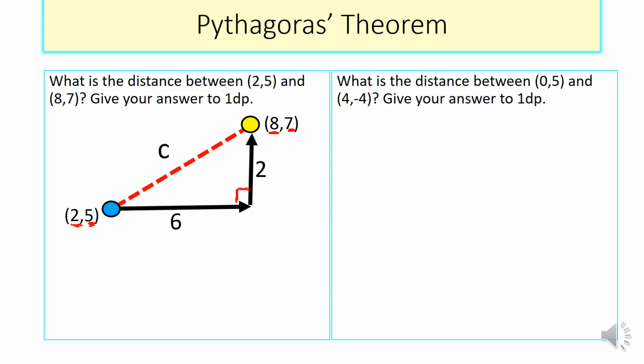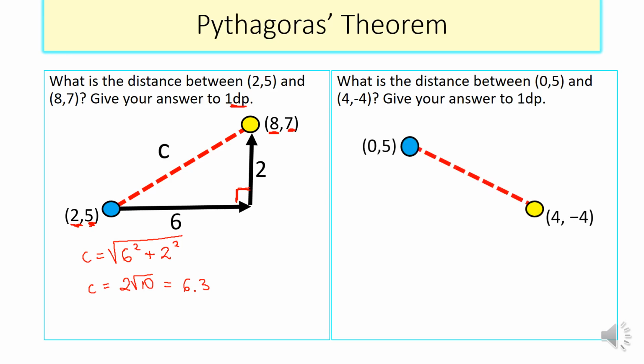Okay, so now to find the value of C, which is the hypotenuse, and this is the distance between the 2 points, I need to square the 2 shorter sides. And because I'm trying to find the hypotenuse, which is the longest side, I need to add the 2 squares. And remember that then at the end I have to square root the answer. So I can put everything into the calculator and I get 2 root 10, which is 6.3 to 1 decimal place. I can do the same with the other question.